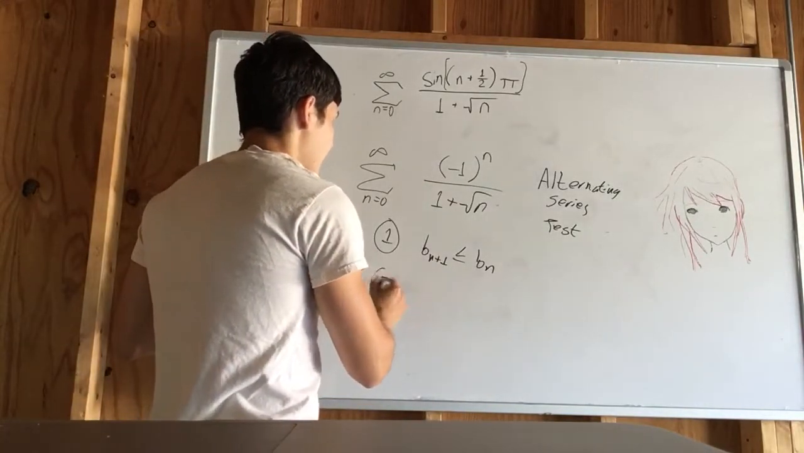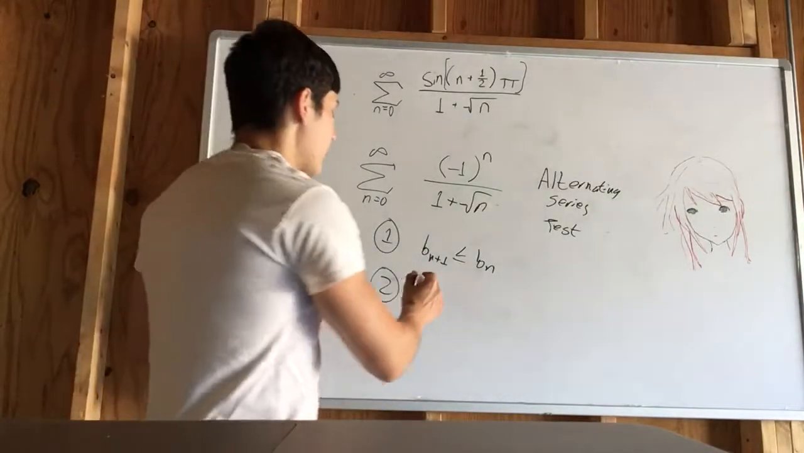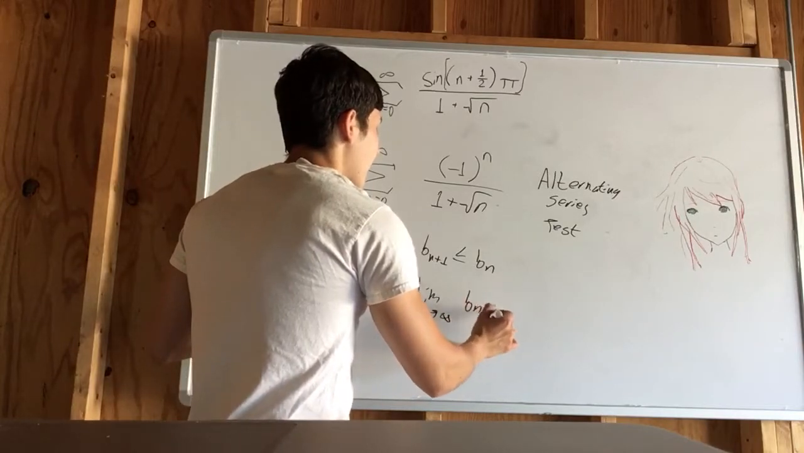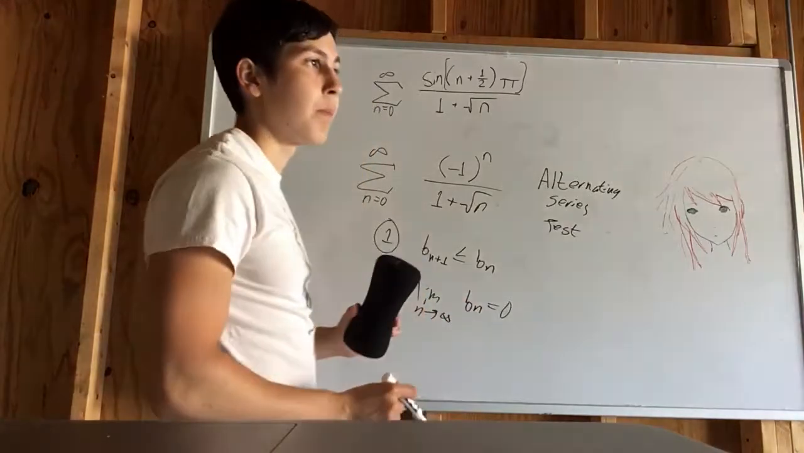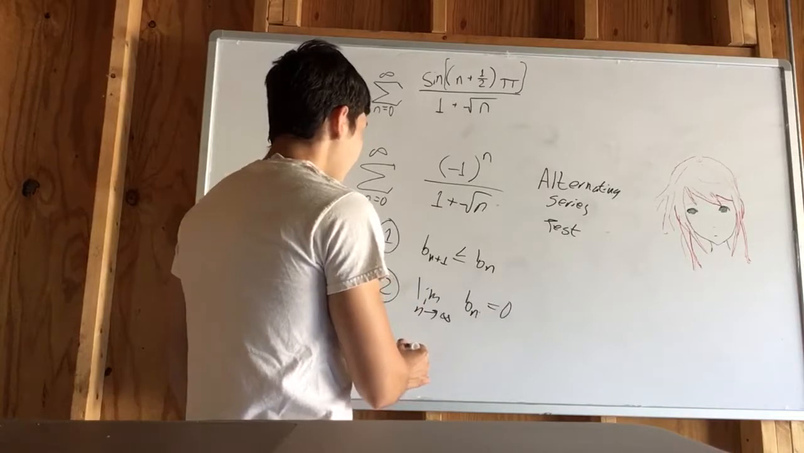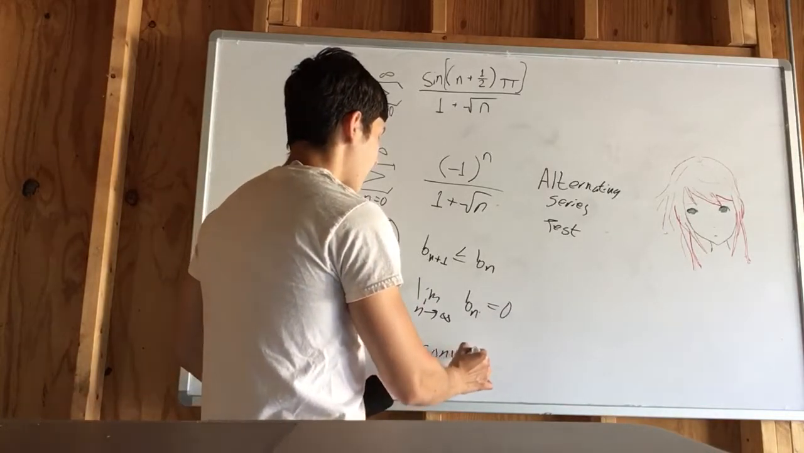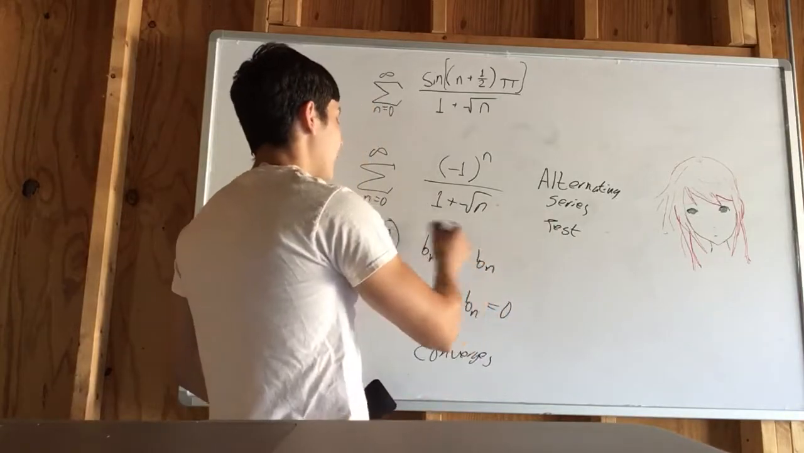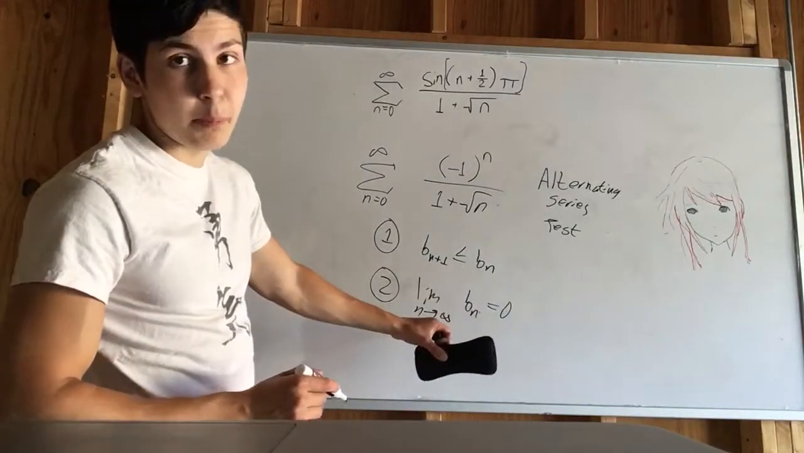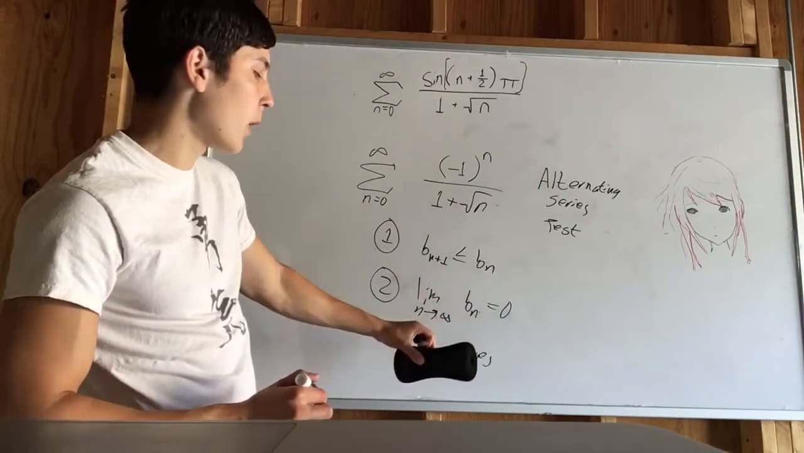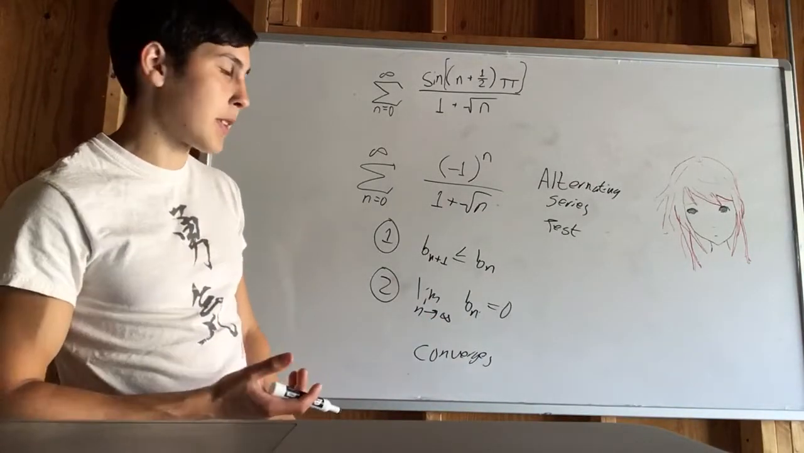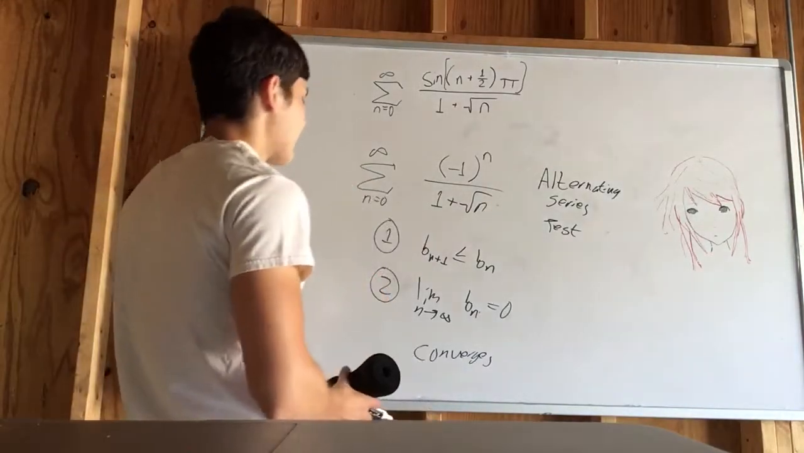The second condition that has to be met is that when you take the limit as n approaches infinity of b sub n, this equals 0. If you meet both of these conditions, then it converges. That's what the alternating series test is: if you meet these 2 conditions, you know it converges. If you don't meet both conditions, so if one fails or if both fail, then it might either converge or diverge. You would have to do another test. So that's how that works.